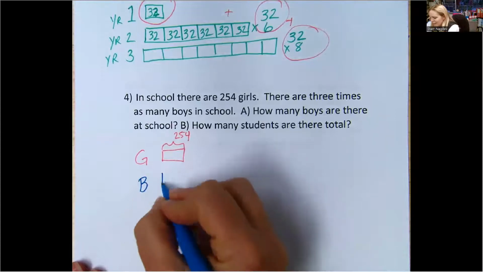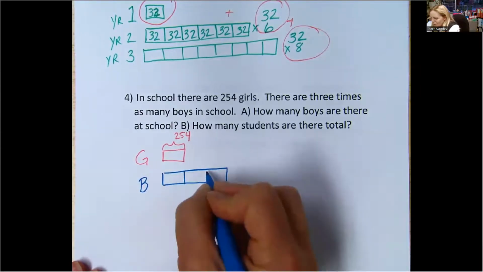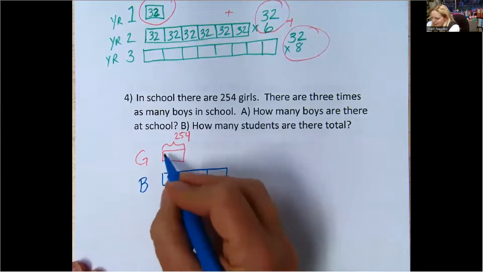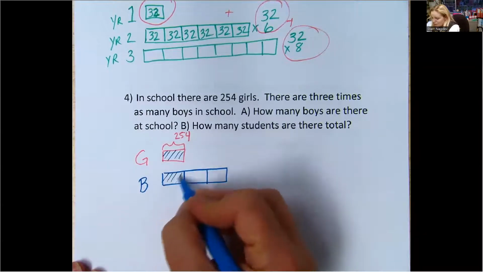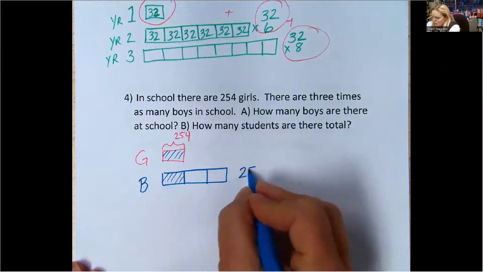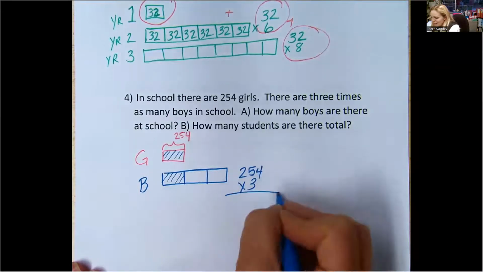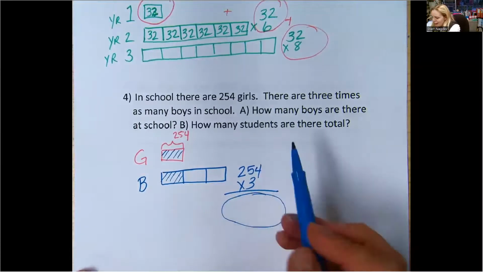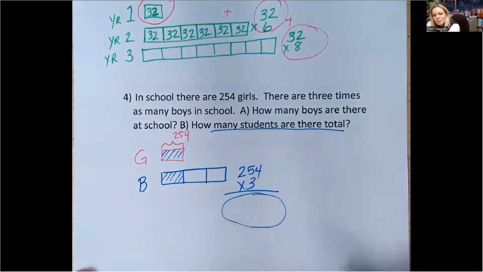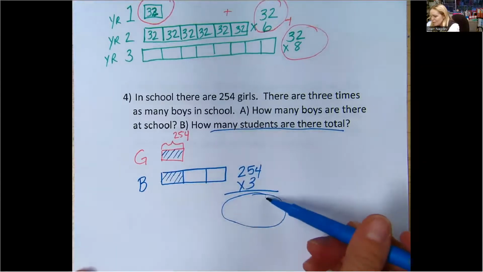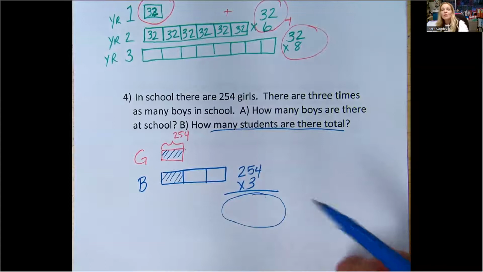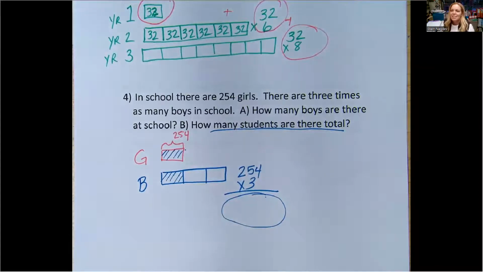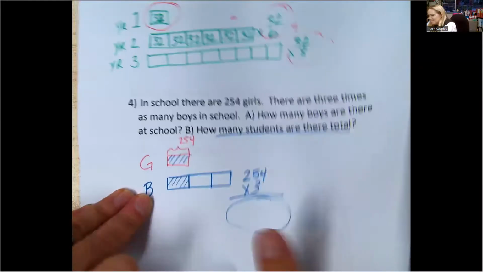Okay, that's getting a little repetitive, wouldn't you say? So 3 times as many boys. If this unit matches this unit, then we know that that's 254 times 3. And once you got the answer to that, the last question is, how many students are there total? So again, you would take this total and add it to the total of girls. Don't forget to start with that first total of girls. Okay. All right. I think you got this.